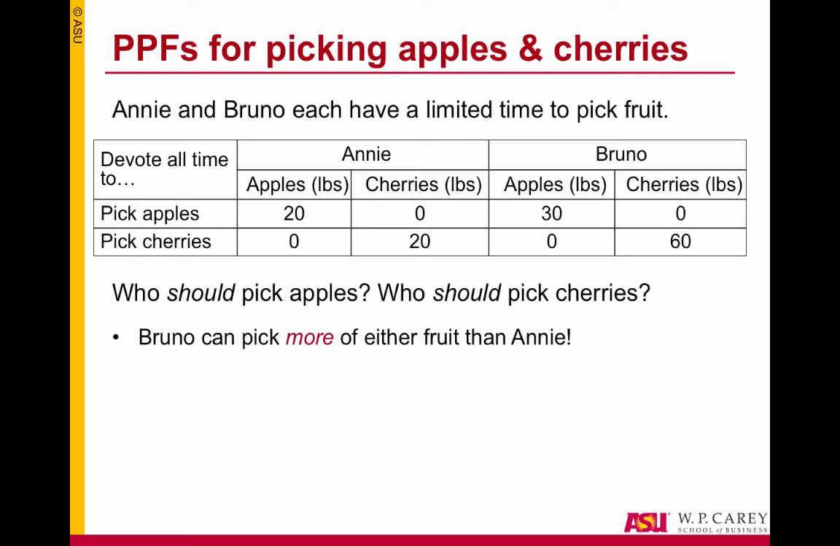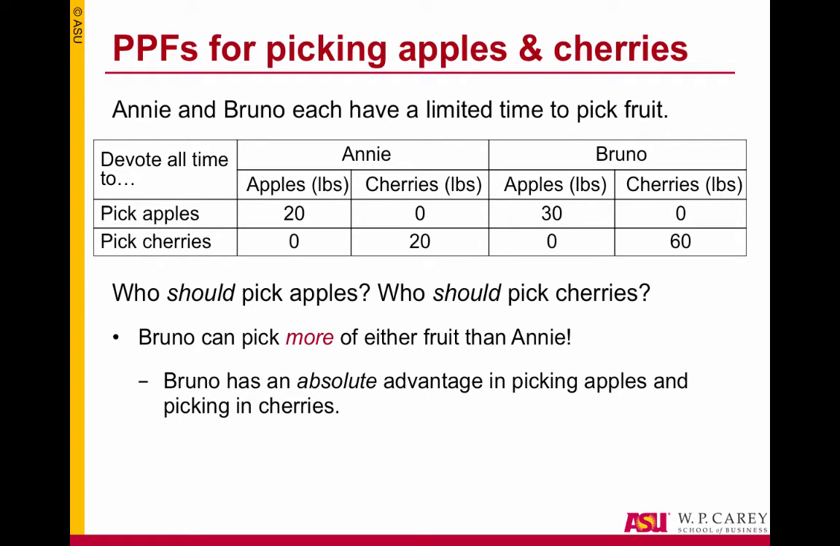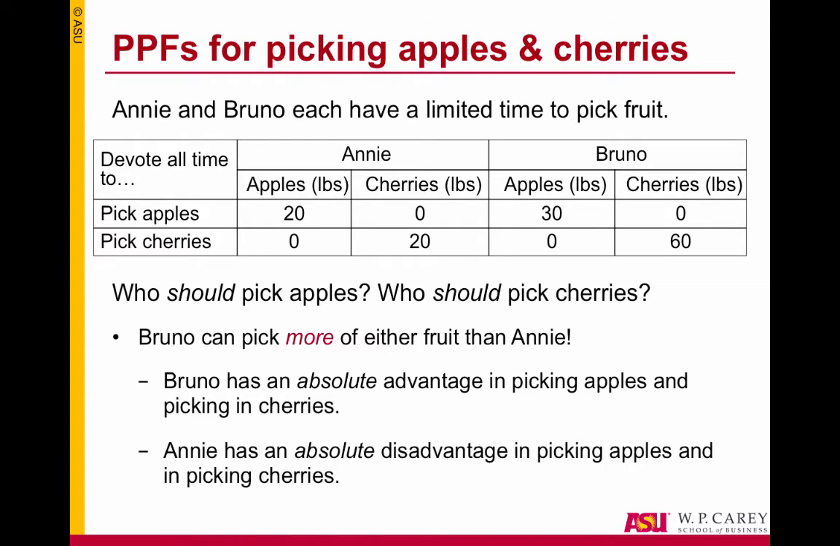One thing is quite obvious right off the bat. Bruno can pick more of either fruit than Annie. So, Bruno has an absolute advantage in picking apples, and he has an absolute advantage in picking cherries. Conversely, Annie has an absolute disadvantage in picking apples and an absolute disadvantage in picking cherries. She can pick less of them.